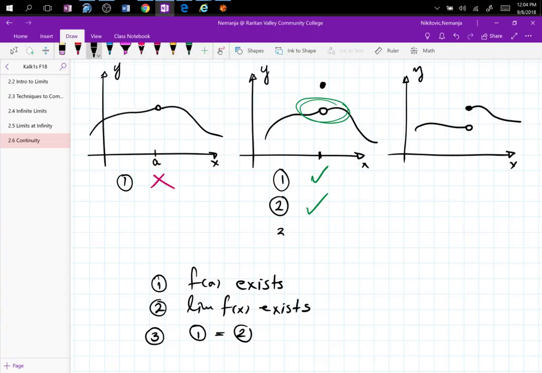What fails is number three, right? This is what it fails. Because the black dot and the open circle are not in the same spot. So that's why number three fails. How about the last graph?